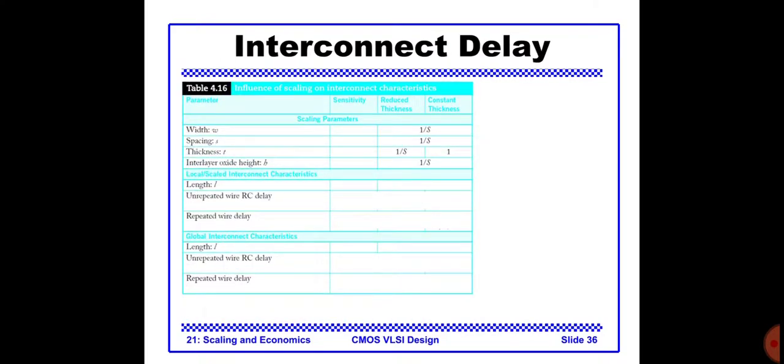The interconnect delay: the width W is equal to 1 by S, the spacing S is equal to 1 by S, the interlayer oxide height is 1 by S, the length is equal to 1 by S, unrepeated wire RC delay, and repeated wire delay.